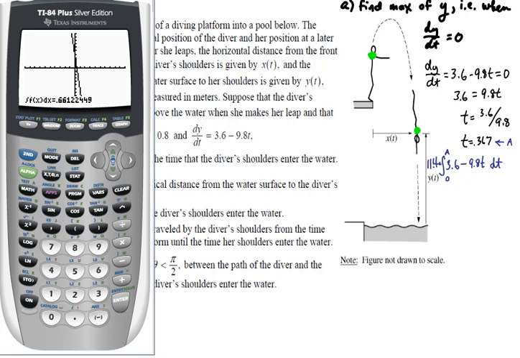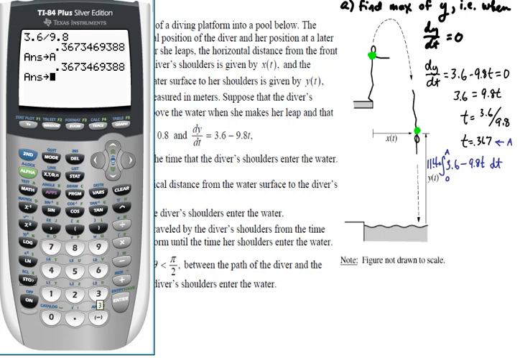I can use store to store that quantity in b. Now I add 11.4 plus b, and my answer is 12.061. And that is in meters. That is the maximum height that the diver attains. We'll carry on with b in the next video.